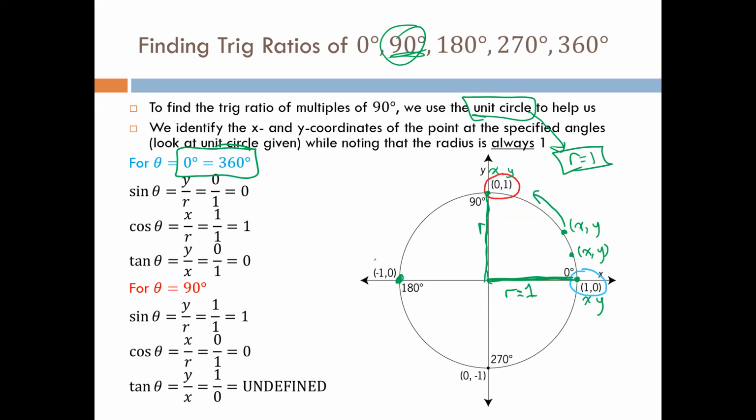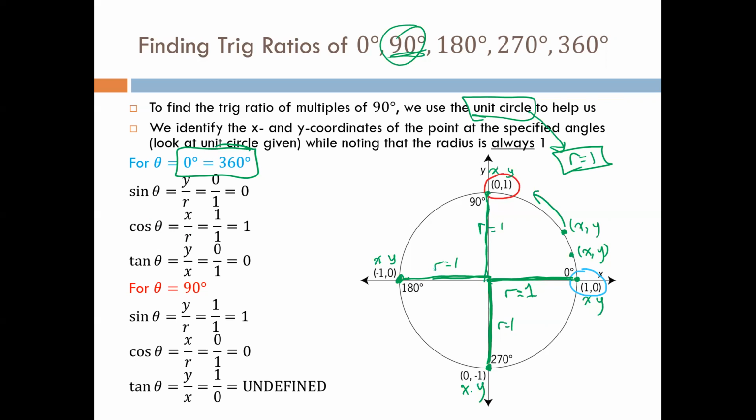At 180 degrees, my x-coordinate, or my horizontal distance from the origin, is going to be -1. Again, it's -1 because it's to the left of the y-axis, and the vertical distance from the origin is going to be 0. And again, my radius is 1, by the way. So it's been 1 the whole entire way. And then the last angle that we look at is 270 degrees. My radius is always 1, and my x-coordinate is going to be 0 because the horizontal distance from the origin is 0. And my y-coordinate is -1. So this is my x-coordinate, this is my y-coordinate. So I'm going to use that to help me identify what the sine, cosine, and tangent ratios are.